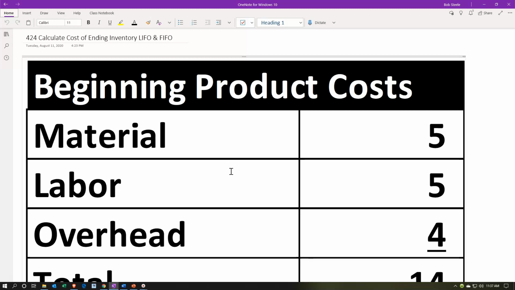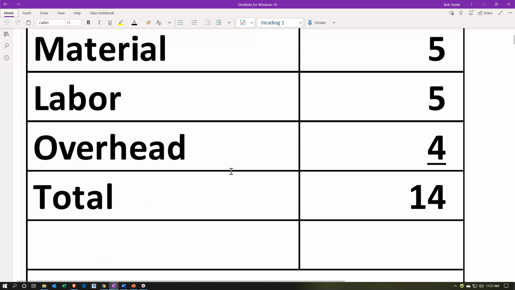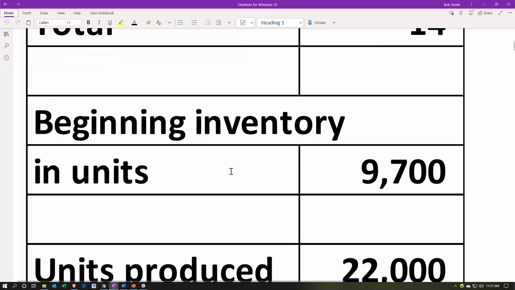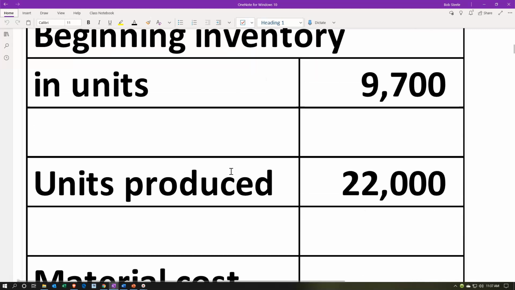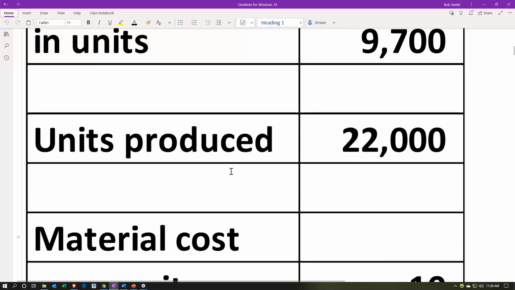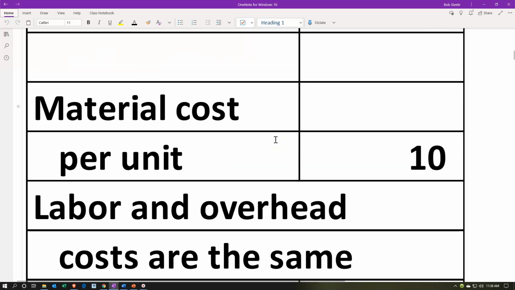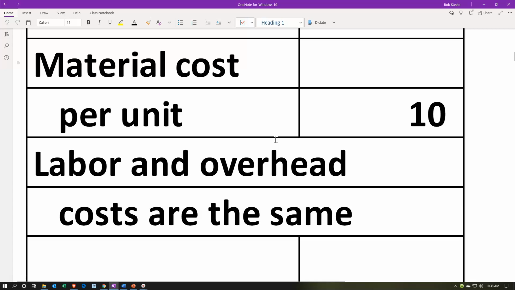So we have the materials cost of 5, labor, and overhead. Whenever you think of the manufacturing process or any kind of inventory, you want to think about breaking it into these three components: the material that goes into it, the labor that goes into it, and the overhead, all other things that are going to go into the production and the cost of the inventory. The beginning inventory is 9,700 units. Then we're going to say the production in the time period is 22,000 units. The material costs of these new units are now $10, and the labor and the overhead are the same.